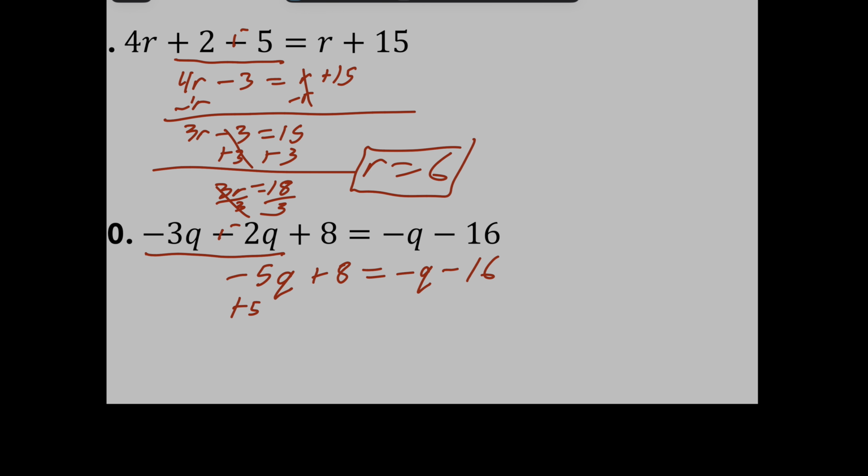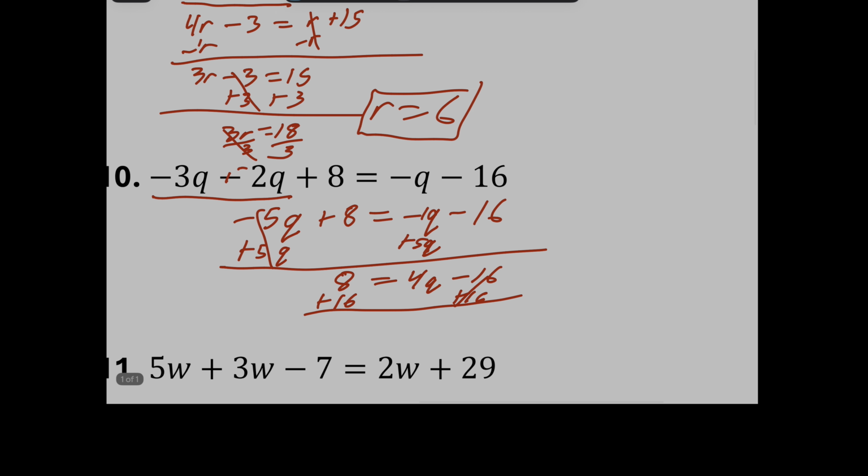I'm going to go plus 5q because I want to keep them positive, okay? Not because I have to, but because usually it just comes out easier that way. 8 equals, well, a negative 1 and a positive 5 gives me a positive 4q minus 16. Now I have no choice. I have to add 16 to both sides. Okay, and that's going to leave me, they go away, with 24 equals 4q. Divide each side by 4, boom, 6 equals q.